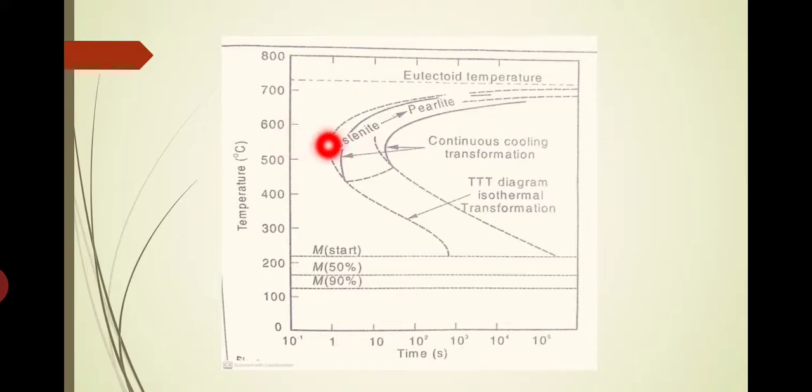The time required for the starting of the transformation is called incubation time. See, for 500 degrees Celsius, from here to here, the difference in time is the incubation time. For a slow cooling rate, we will have this much time as the incubation time. So for a slow cooling rate, the incubation time will be much more compared to faster cooling rates. Since the graph is shifted towards the right, we obtain more time for the starting of the transformation process, and the temperature is also lowered.